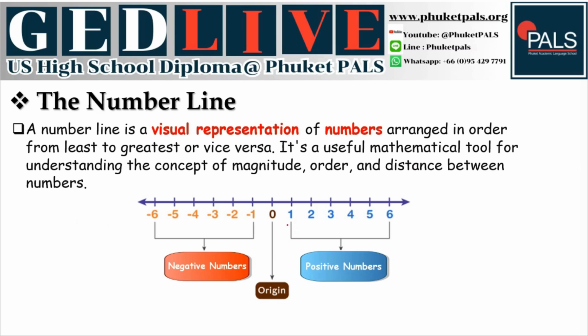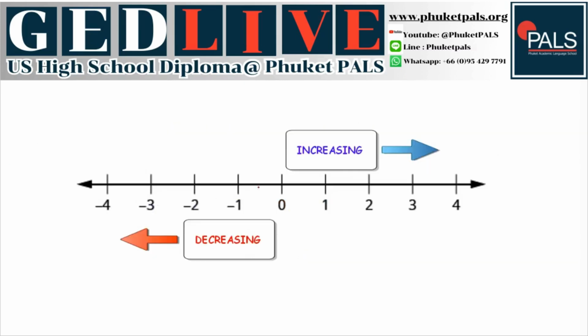At the center, you have 0 here, and from 0 to the right, you can see all the higher, increasing numbers that we call positive numbers. And from 0 to the left, you can see all the decreasing numbers, and we call them negative numbers. So from 0 to the right, it is increasing, and from 0 to the left, it is decreasing.